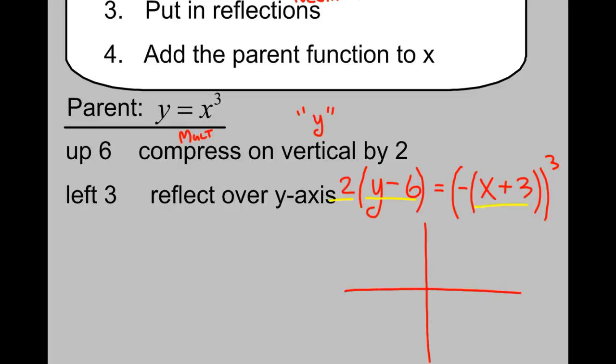Practice sketching our little graphs. Here we go. Let's sketch a little graph. We go negative 3, 3 to the left, 6 up: 1, 2, 3, 4, 5, 6. Our vertex will be right there. It's going to have a reflection about the y, so it's going to be a little backwards one. And it's going to be compressed on the vertical. So if I compress on the vertical, here will be my compression. Good one back there. I've got my compression bars here, my vertical compression bars.